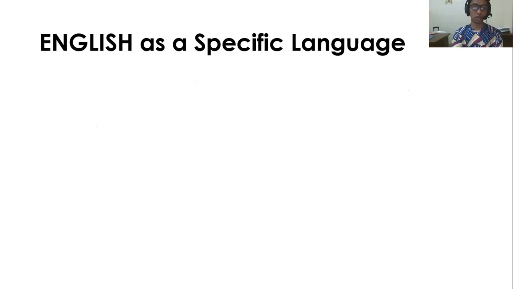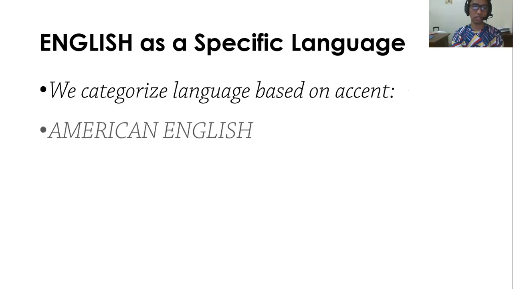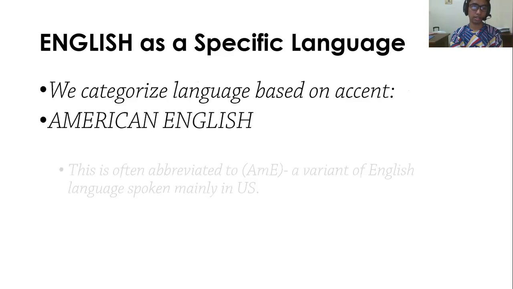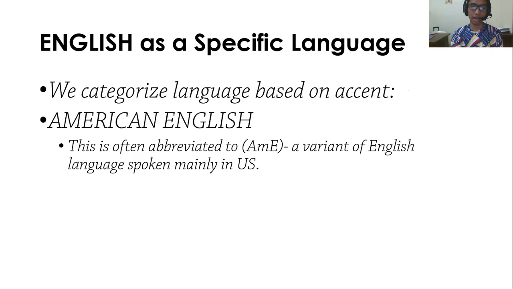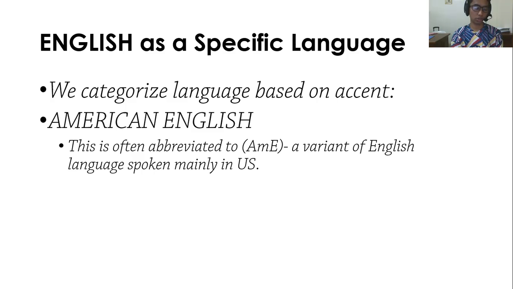So English as a specific language. After a thorough discussion on language register and how linguists define it, let us zoom in on language itself. In this case, the English. First, we categorize language based on accent. The first one is the American English. This is often abbreviated to AME, a variant of English language spoken mainly in the US, and about 2/3 of the world's native speakers of English living in America speak this variant. And this was also introduced to North America by British settlers in the 17th century, the colonization period.